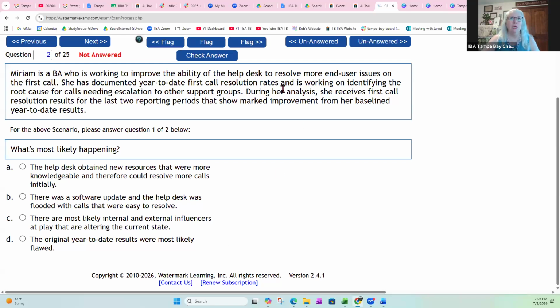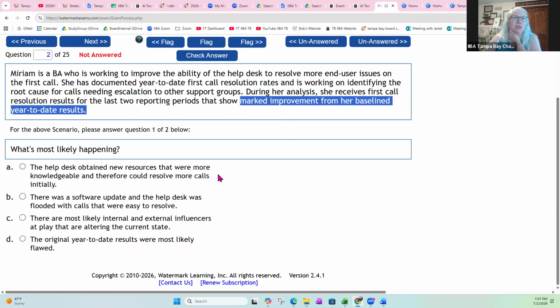So the task that she's doing, she's defining current state, right? She's doing an analysis of what's really happening right now. So what's most likely happening that's giving the marked improvement from her baseline year-to-date results? The help desk obtained new resources that were more knowledgeable and therefore could resolve calls initially. There were software updates and the help desk was flooded with calls that were easy to resolve. There are more likely internal and external influencers at play that are altering the current state. The original year-to-date results are most likely flawed.